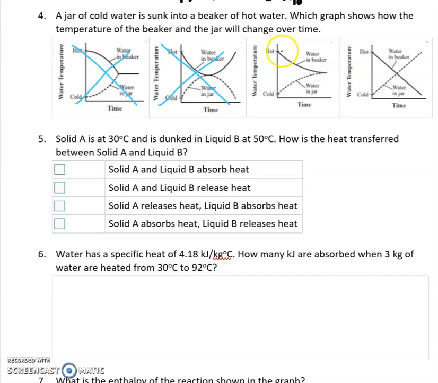Then you've got this one where my hot water is becoming less hot over a period of time, and my cold water is becoming less cold over a period of time, and eventually they meet somewhere over here. This seems like a realistic graph that would happen in real life.